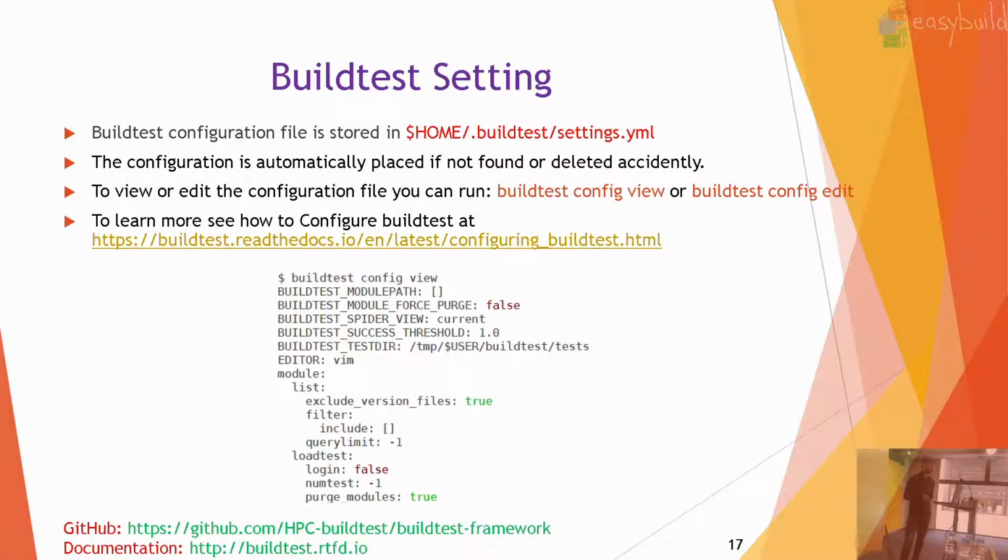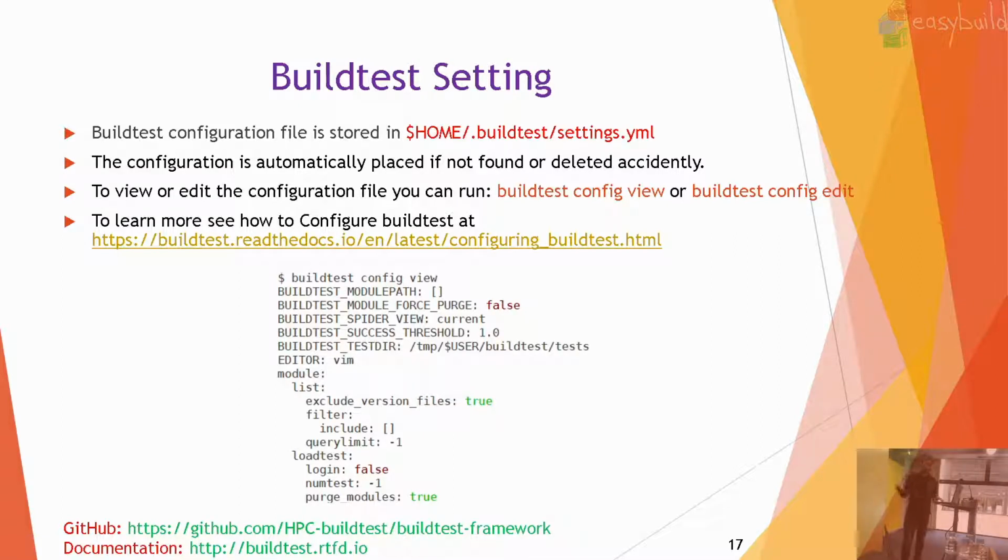This is just talking a little bit about the configuration file. Buildtest will store the configuration in your home directory. It's a file called settings.yaml. If you delete it or if it's not found, Buildtest will automatically put it in when you run Buildtest. You can view or edit the file: buildtest config view will just show you the content of the file, or edit, which will just open up an editor, or you could do it manually.